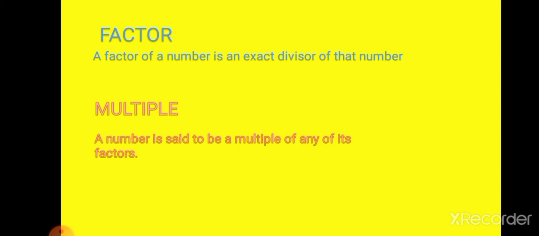Factor. A factor of a number is an exact divisor of that number. So, when a number divides another number exactly, then the divisor is called a factor, and the dividend is called a multiple of the divisor. Let us see some examples.